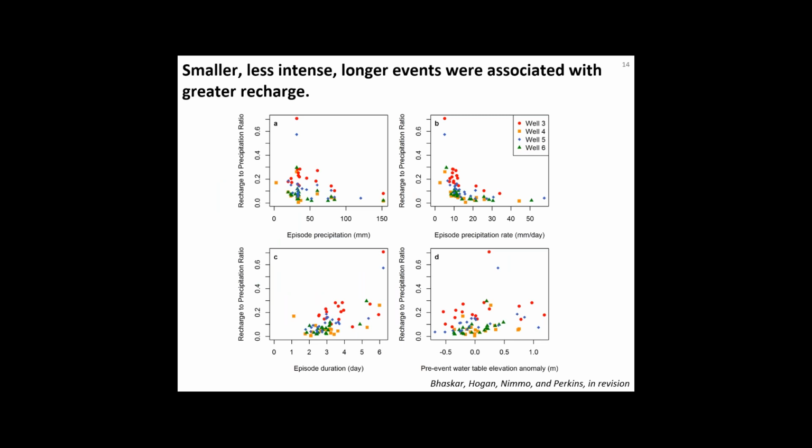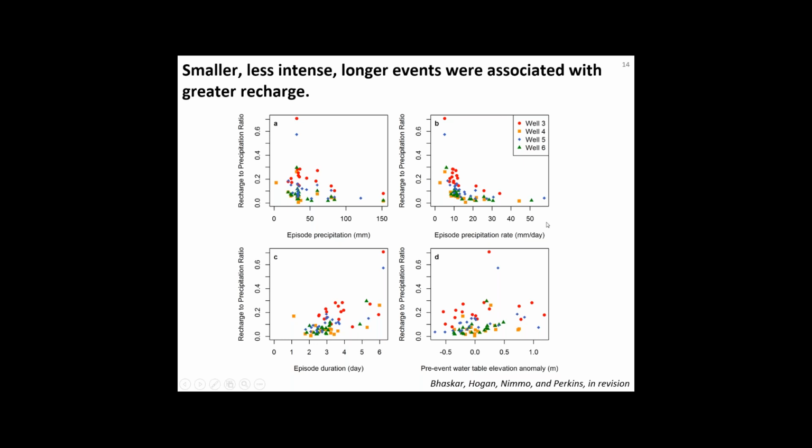So what causes particular storm events to lead to greater recharge versus less recharge? Some of these are things we would expect. This y-axis here is the recharge to precipitation ratio, the same y-axis we saw in that box plot. And in this top left graph, we're seeing on the x-axis precipitation from that episode, that generally when we have smaller episodes, smaller storm events, we're seeing more recharge.